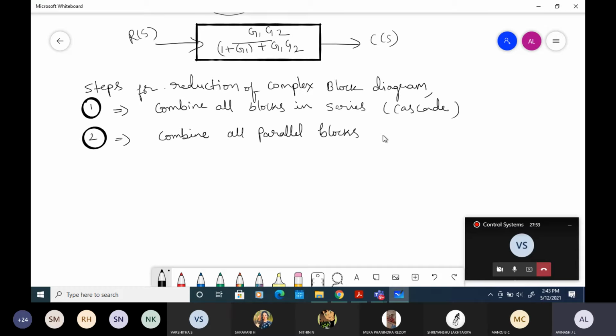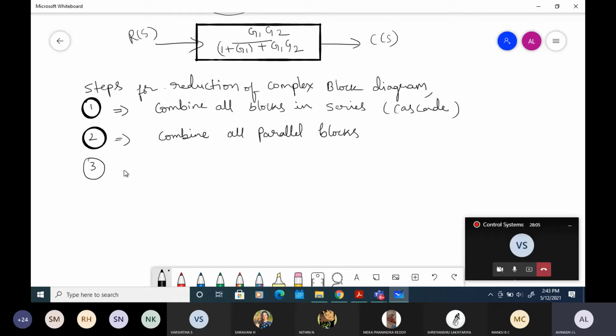Parallel blocks and feedback blocks are different. Parallel blocks mean the same direction of flow should be there. Feedback means reverse direction: one is in the forward direction and the other is in the reverse direction. Else, if the two are moving in the same direction, either forward or backward, then they are called parallel blocks. This is also very simple.